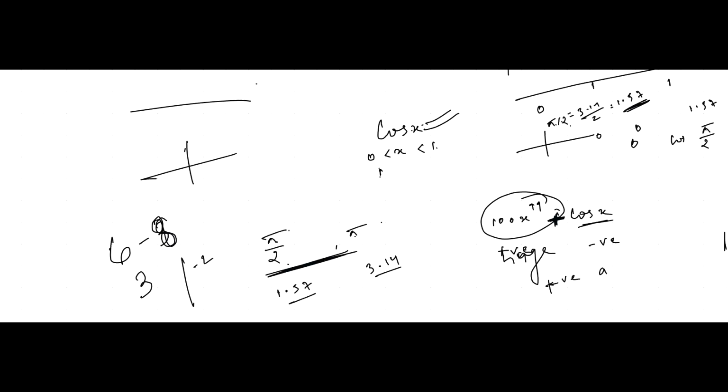Okay, this is all the thing you have to write in the note. Since 100x to the power 99 is bigger than cos x, when x lies between pi by 2 to pi. Okay.